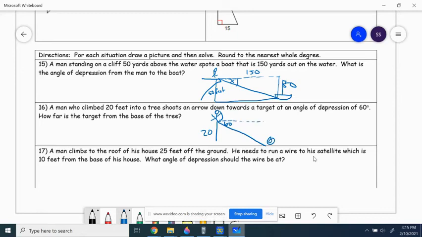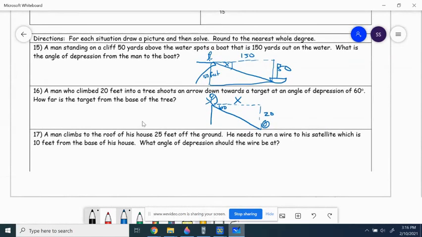So we need to figure out how far the target is from the base of the tree. We need to find this value here, so go ahead and solve for x. It looks like for 15, you're going to need to use your inverse trig functions. For 16, we already know our angle of depression, so we're just using the regular trig ratios that we use from 7.4.